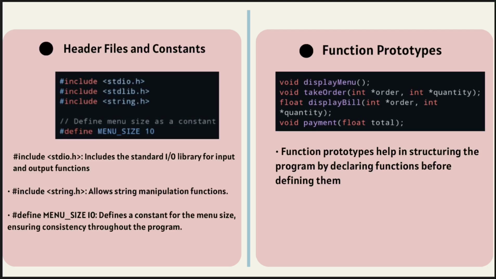Next, the function prototypes. We declare our function prototypes: void display_menu(), which shows the menu; void take_order(), which takes user input for their order; float display_bill(), which calculates and displays the final bill; and lastly void payment(), which handles the payment process. Function prototypes help structure the program by ensuring that functions are declared before they are defined, improving readability and maintainability.